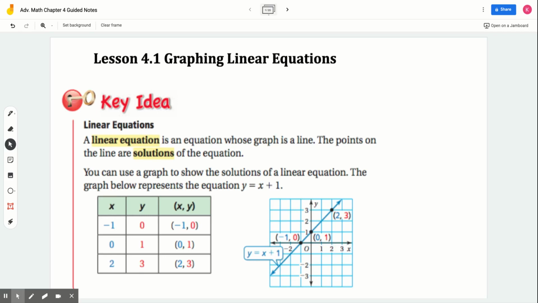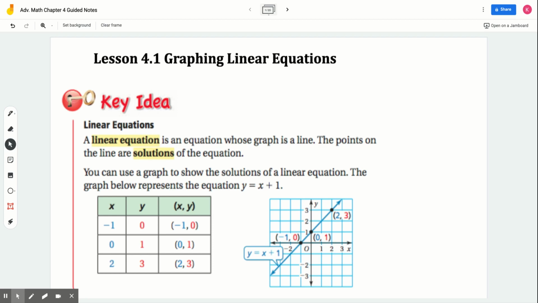Today we'll be talking about lesson 4.1 on graphing linear equations. A linear equation is an equation whose graph is a line. The points on the line are solutions of the equation. You can use a graph to show the solutions of a linear equation.